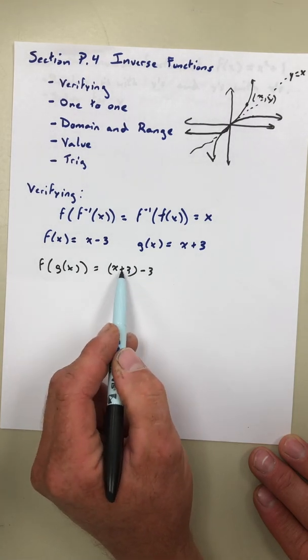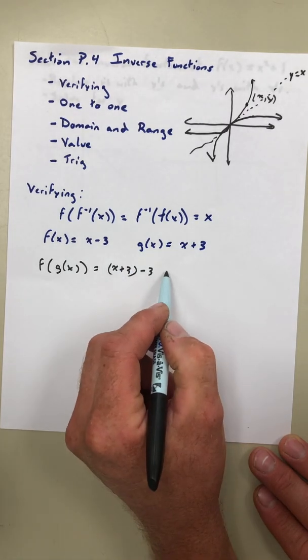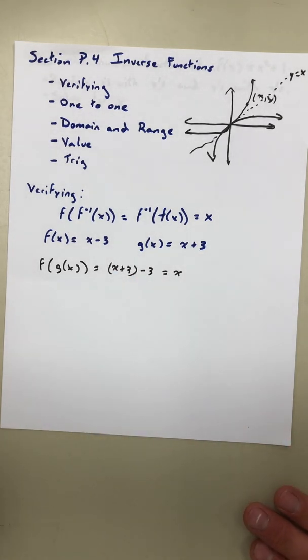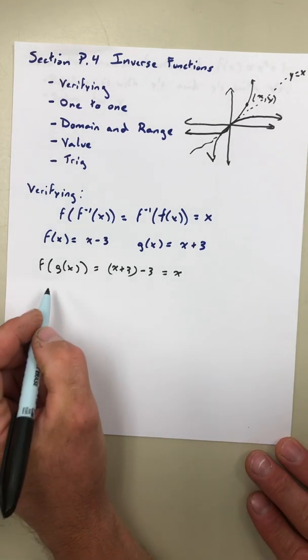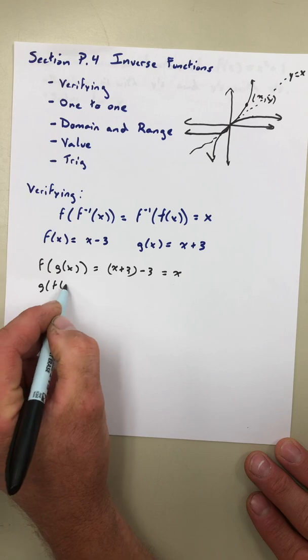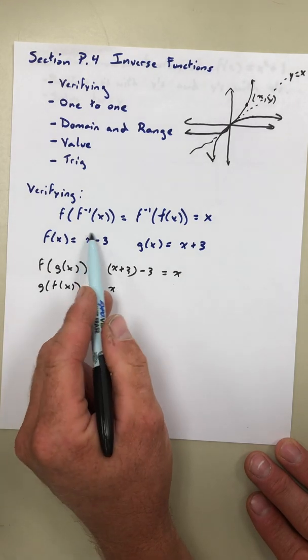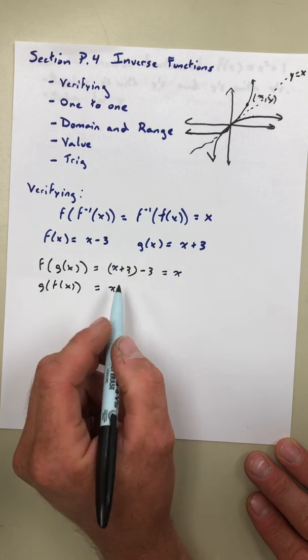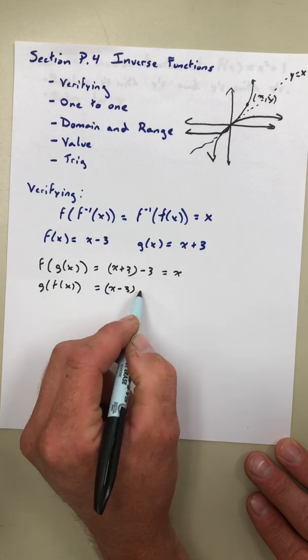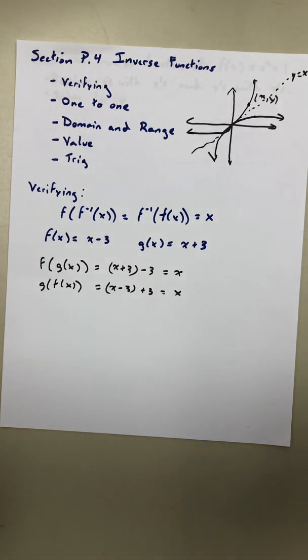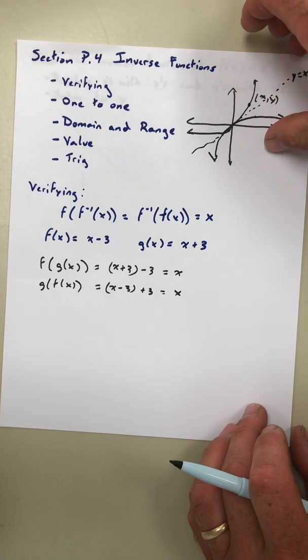Notice I replaced my x's with x plus 3. To simplify that, x plus 3 minus 3 gives us x. Generally that's going to be enough, but we want to do the proof of it. Remember, the proof asks us to find g of f of x as well. So we take the f function and replace it with the x's in our g function. So we have x minus 3 plus 3, which ends up with x as well. So this verifies that f of x and g of x are actually inverse functions of each other.